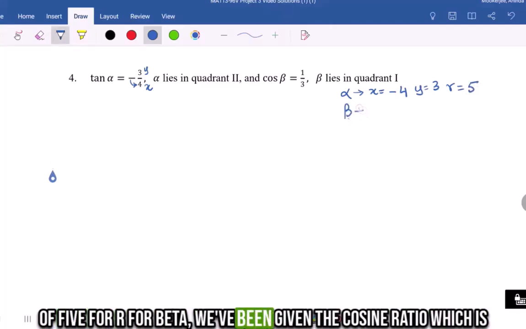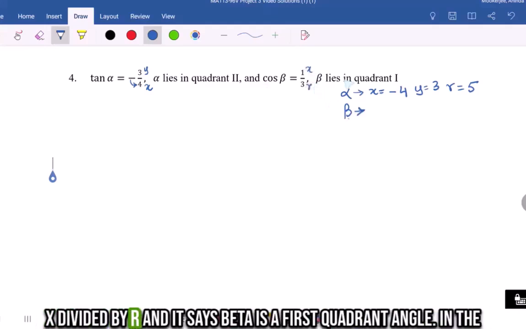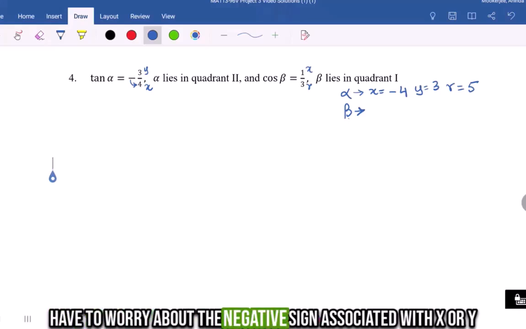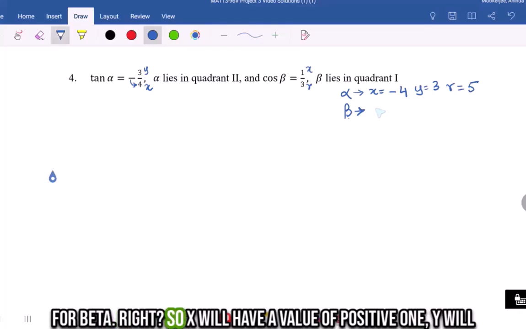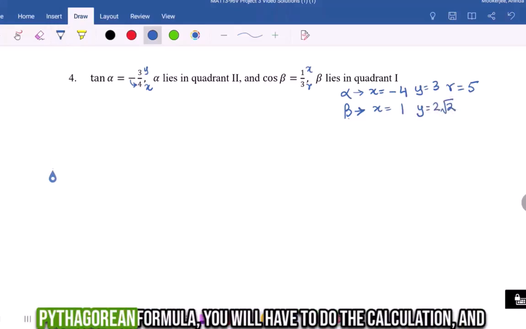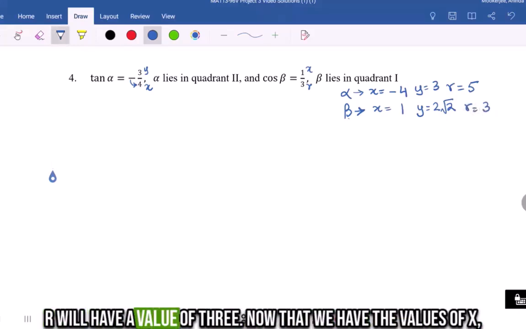For beta, we've been given the cosine ratio, which is x divided by r, and it says beta is a first quadrant angle. In the first quadrant, all ratios are positive, therefore we do not have to worry about the negative sign associated with x or y for beta, right? So x will have a value of positive 1, y will have a value of 2 times square root of 2. Using the Pythagorean formula, you will have to do the calculation, and r will have a value of 3.